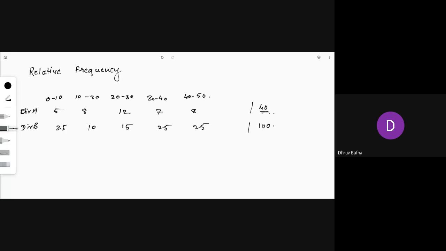Yes, sir. So in such type of cases, we talk in terms of the relative frequency. What does the relative frequency say? The formula for relative frequency: we need to take the actual frequency upon the total frequency. What do I mean by actual frequency? The frequency of the class.